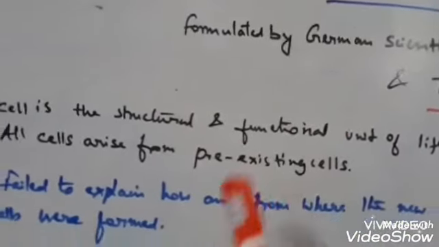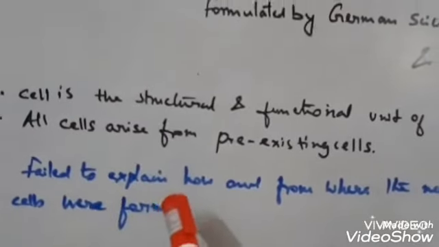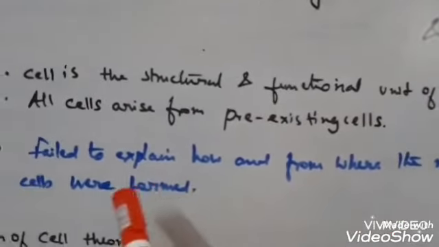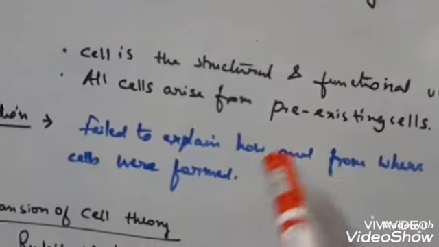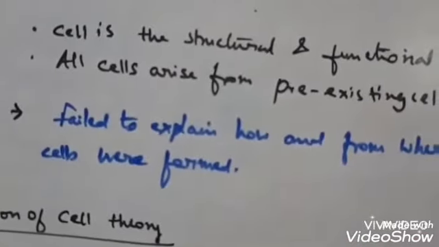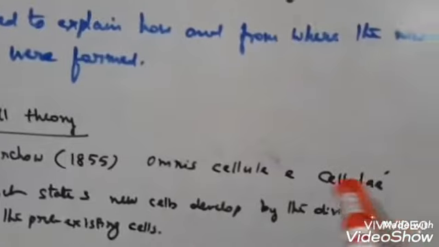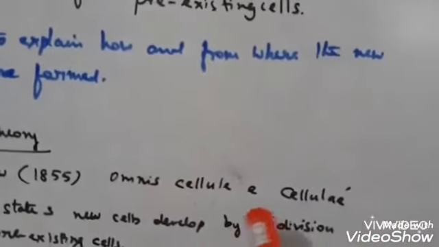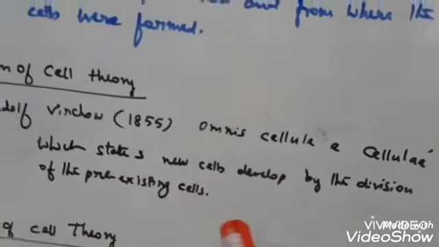But their cell theory had some objections. So what was the objection? Because they could not explain how and from where the new cells were formed. So they did not tell about the concept of cell division. So there was an objection, and hence another scientist known as Rudolf Virchow, in the year 1855, expanded the cell theory. And what was the expansion? Let me tell you. He said omnis cellula e cellula. What does this term mean? Omnis cellula e cellula means new cells develop by the division of the pre-existing cell.